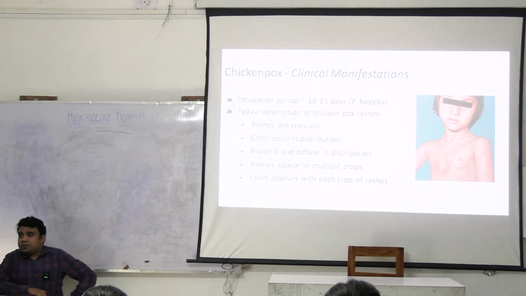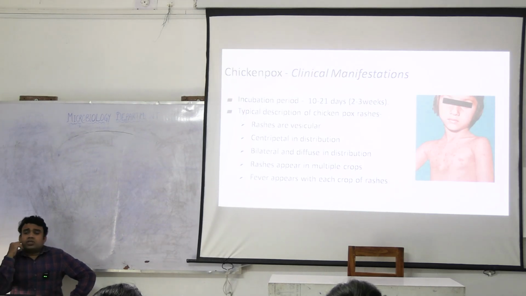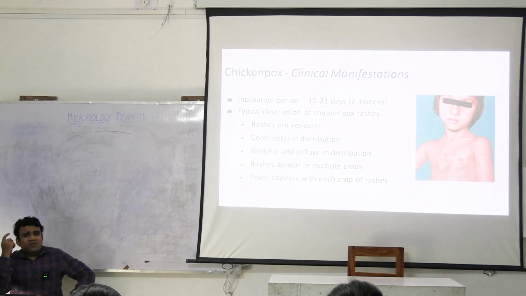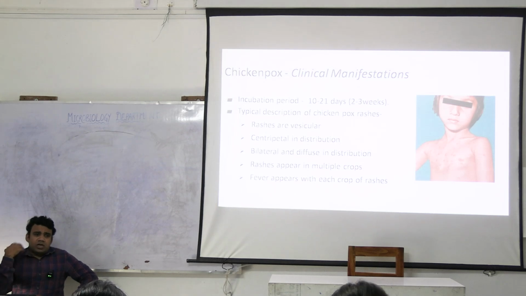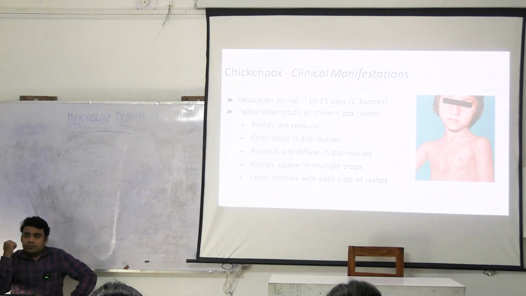So what is the incubation period over here? Incubation period is about 10 to 21 days. Again, why is the incubation period important? Because you need to know the contact history of the patient. Now, how does the rash come up? The rash appears vesicular. Vesicle means fluid-filled lesions, and they are centripetal in distribution. Centripetal means more lesions are towards the center of the body, that means thorax and abdomen, and much fewer on the periphery, that is the limbs.